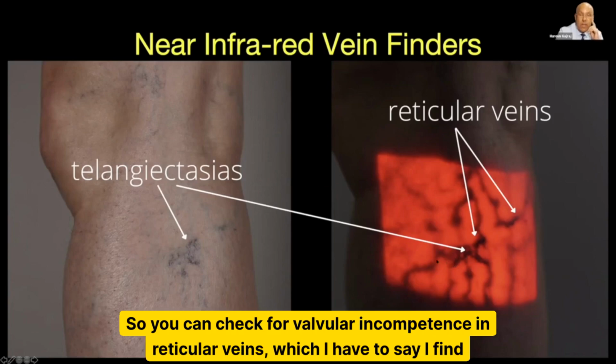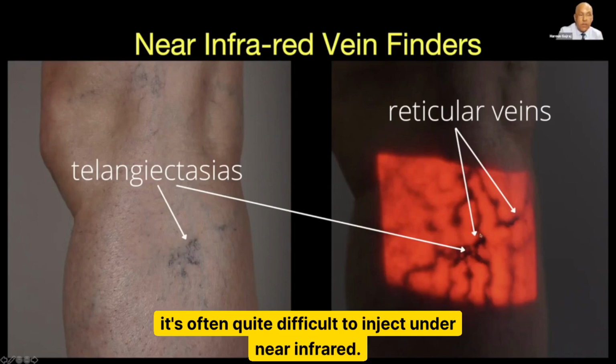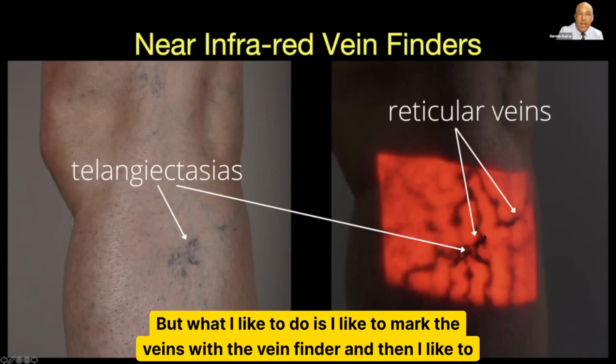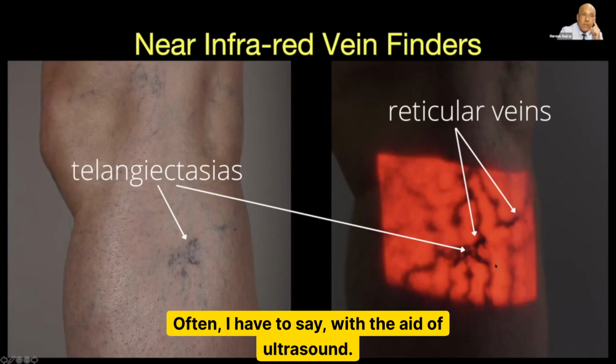So you can check for valvular incompetence in reticular veins, which I have to say I find very difficult to do with color duplex. It's often quite difficult to inject under near infrared, but what I like to do is mark the veins with the vein finder, and then inject them without the vein finder, if that makes sense. Often, I have to say, with the aid of ultrasound.